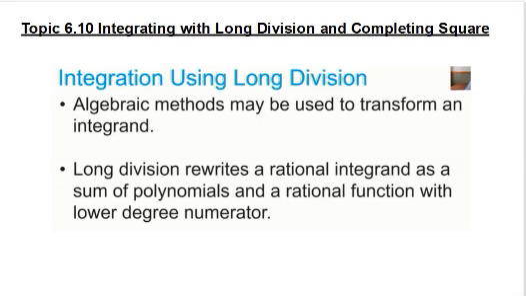All right, we're going to wrap up Unit 6 today with topic 6.10, which is integrating with long division and completing the square. When we're integrating with long division, just a couple notes here. Algebraic methods may be used to transform an integrand. We've already done that a little bit. And long division rewrites a rational, remember what rational means? Fraction. Fraction integrand is a sum of polynomials in a rational function with lower degree numerator.